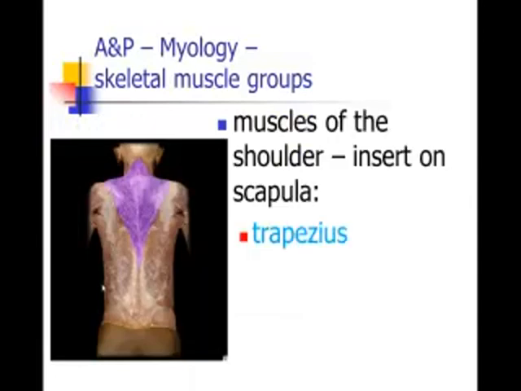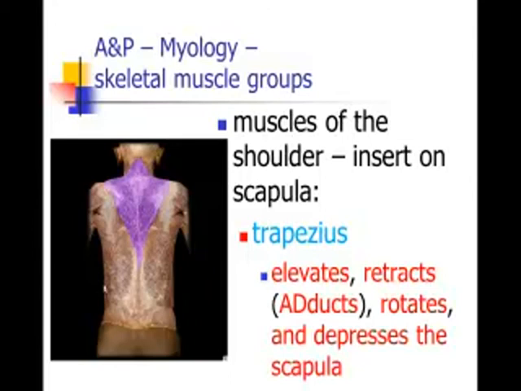So the trapezius, we already talked about trapezius. Remember, that was one of the muscles that move the head, but it has a huge impact for the scapula. It's going to elevate, retract, rotate, and depress the scapula. I did not add in here that it moves the head, but it does. It has the ability to extend the head.